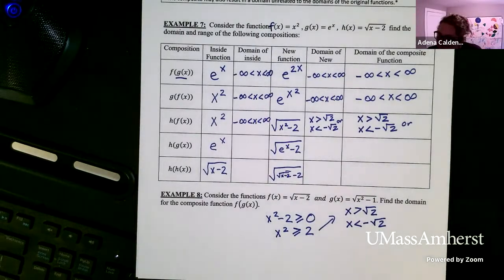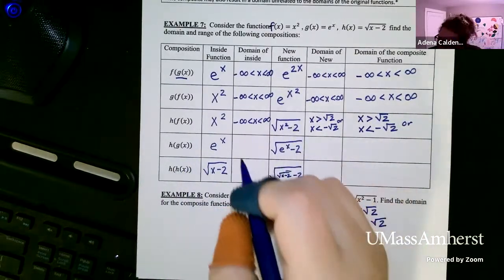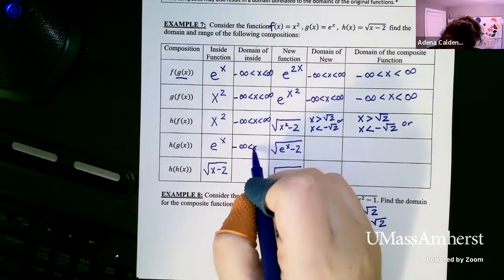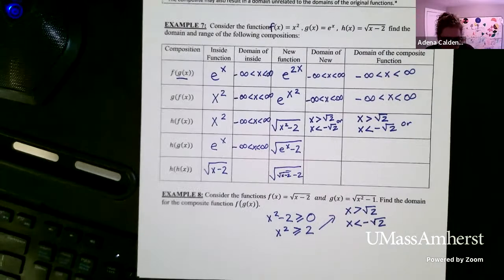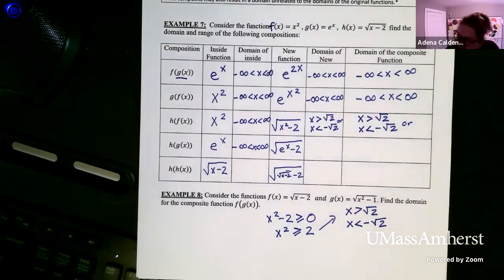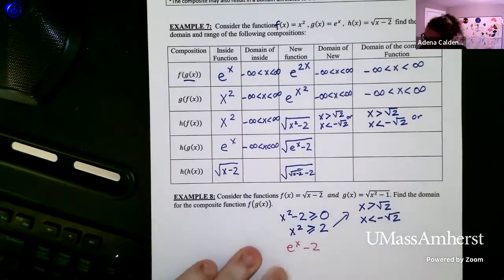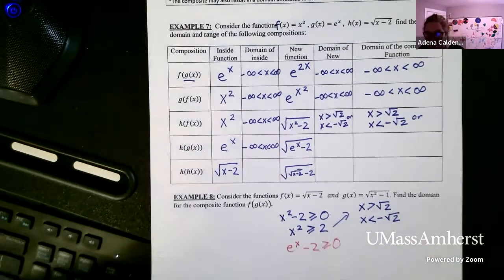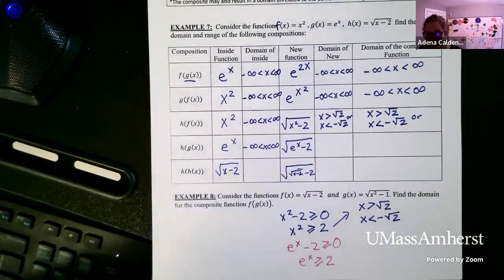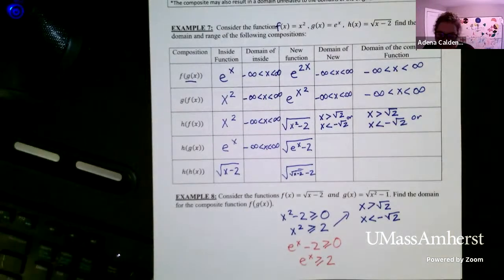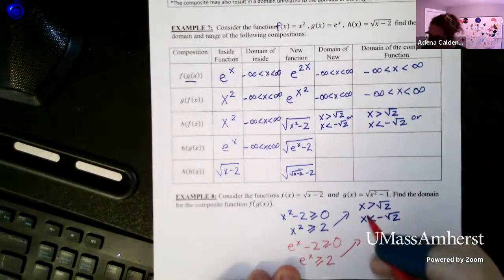For the next one, our inside function, g of x, is e to the x. We can plug whatever we want in. No problems there. But now we encounter something similar here. We don't want the square root to be negative. So we have e to the x minus 2 has to be greater than or equal to 0, which means we need e to the x to be greater than or equal to 2, right? And so how do we deal with that? Well, hopefully, when you learned inequalities, you talked about exponential functions.